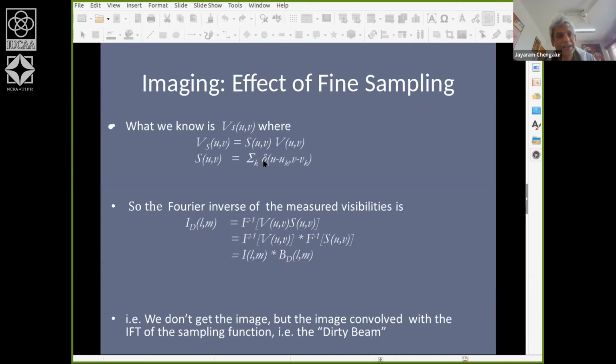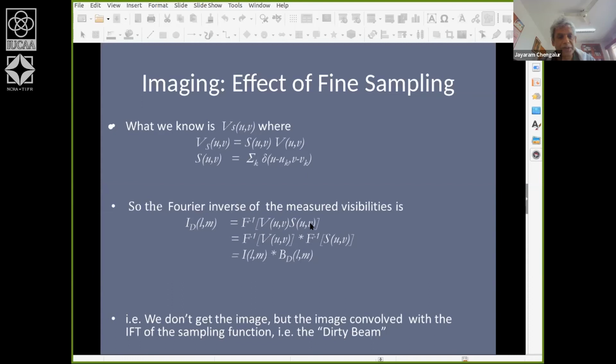So what I have access to, what I have measured, is not the true visibility function. What I have measured is only a sampled version of the visibility function. So the best thing I can do is to take the inverse Fourier transform of whatever I have sampled, because that's all I have in hand. So I take an inverse Fourier transform of the sampled visibility function.